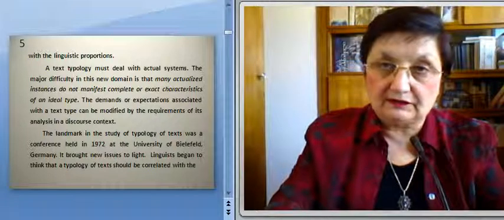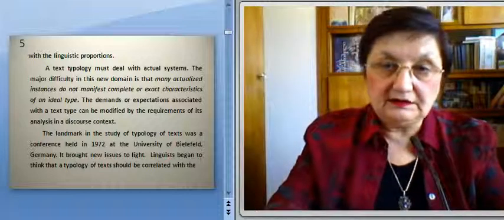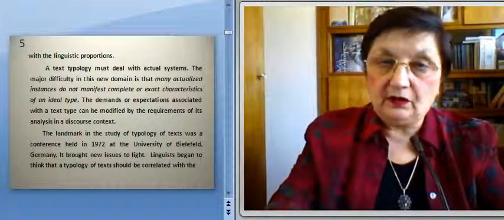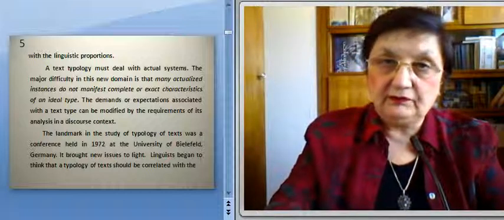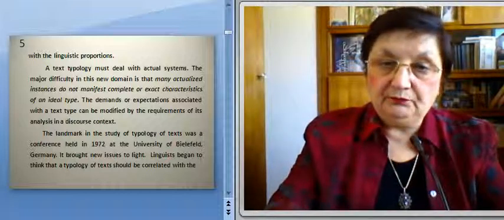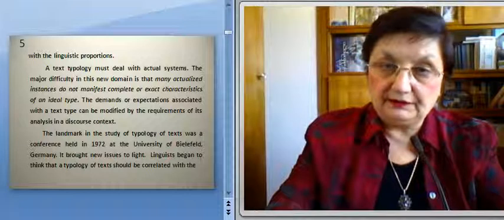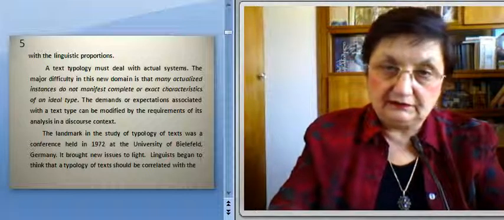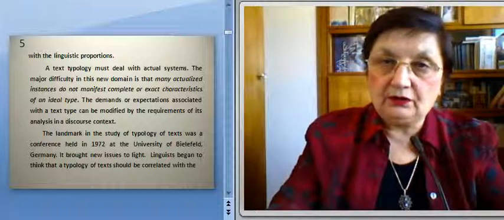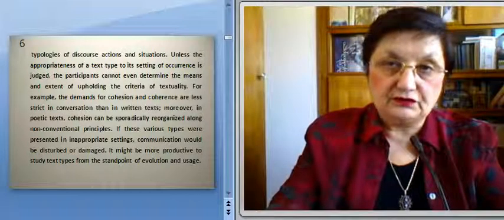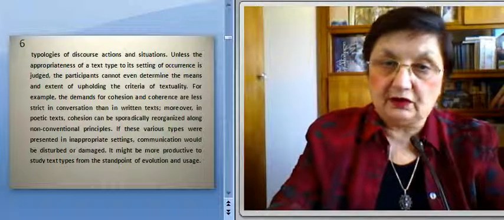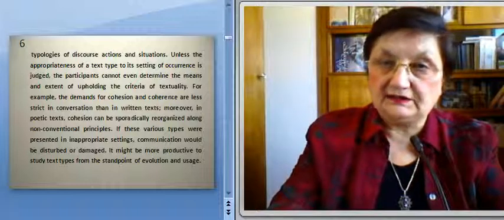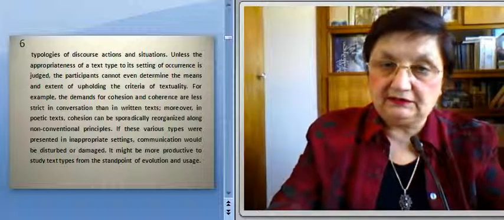The landmark in the study of the typology of text was a conference held in 1972 at the University of Wilford, Germany. It brought new issues to light. Linguists began to think that a typology of text should be correlated with the typology of discourse actions and situations. Unless the appropriateness of a text type to its setting of occurrence is judged, the participants cannot even determine the means and extent of upholding the criteria of textuality.